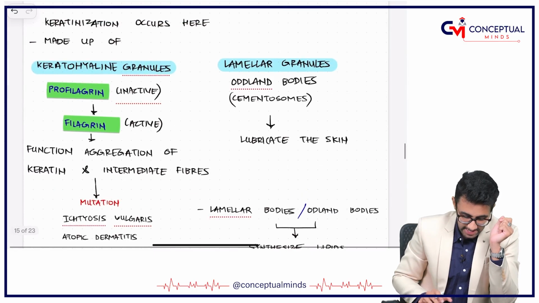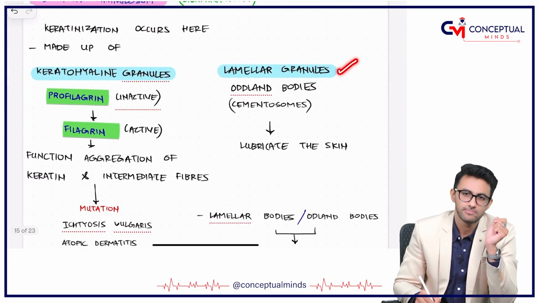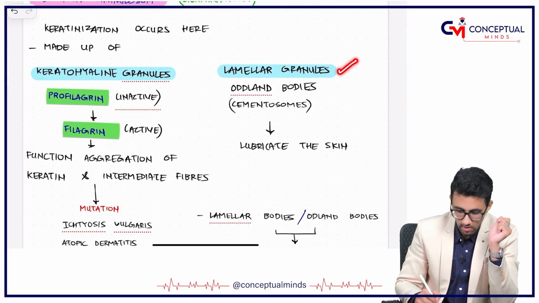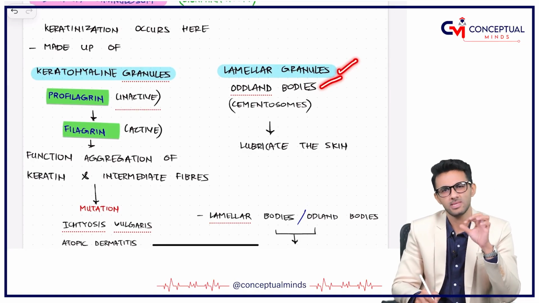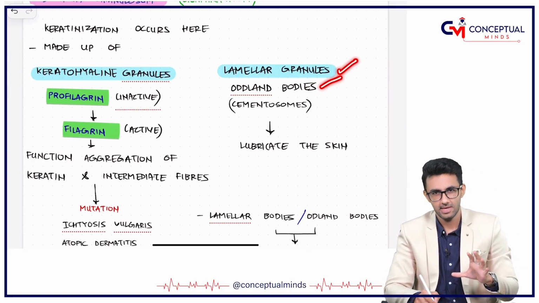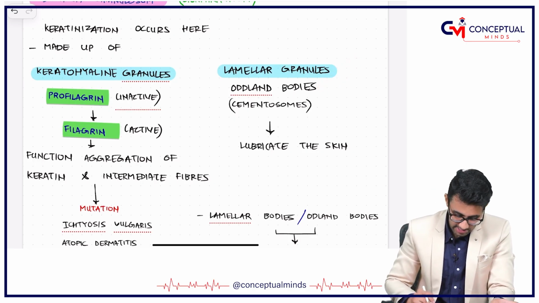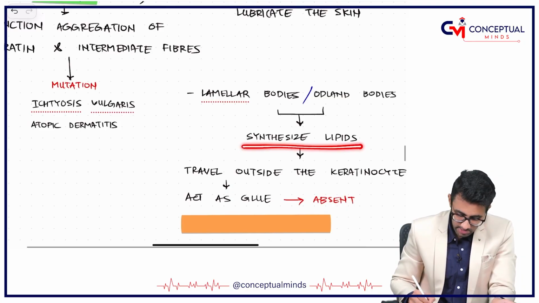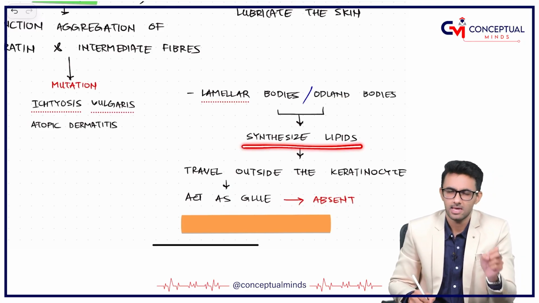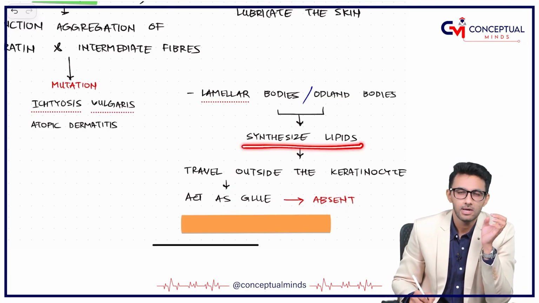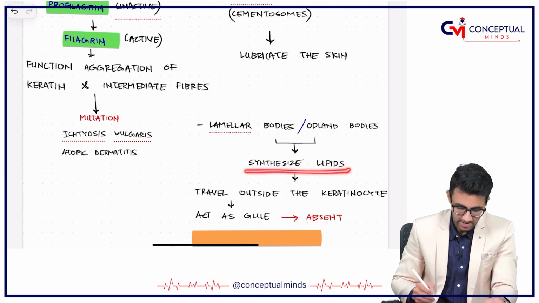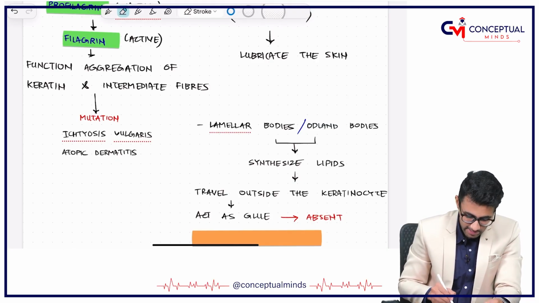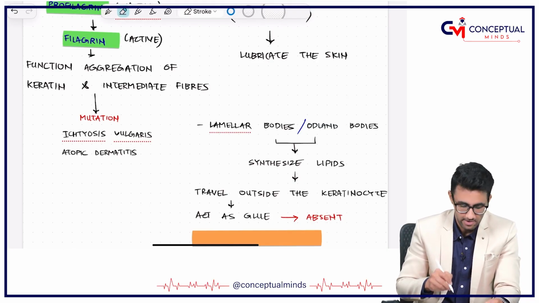Alright, so the next granule was the lamellar granules, also called Odland bodies. What they do is provide lubrication to the skin. Because they synthesize lipids, they are able to provide us a good lubrication. But if it is absent, what you are going to have is eczema.